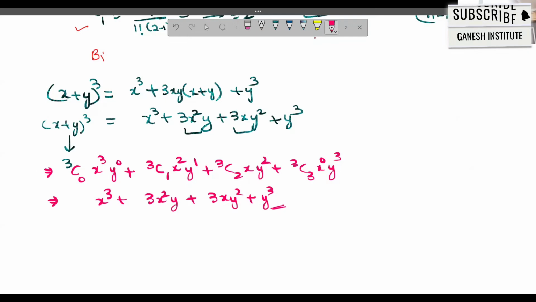Therefore, this gives us 3x square y plus 3c2, which also is equal to 3, which gives us 3xy square plus y cube. Great. So this is how you can calculate it for x plus y raised to power 100 also.